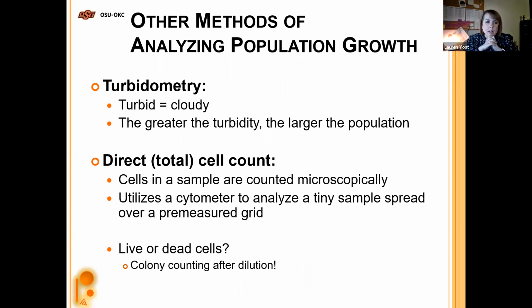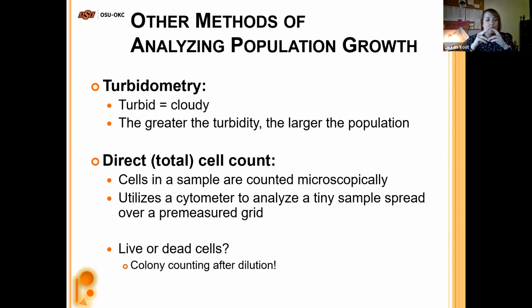So other ways you might analyze population growth. Turbidometry. You would just be measuring how cloudy it is. The greater the turbidity, the larger the population, right? So the more cloudy it is, the more bacteria are in there. You can even dilute it out if you're not getting a good read, if it's just too cloudy for it to read. Then you can do the direct or total cell count.